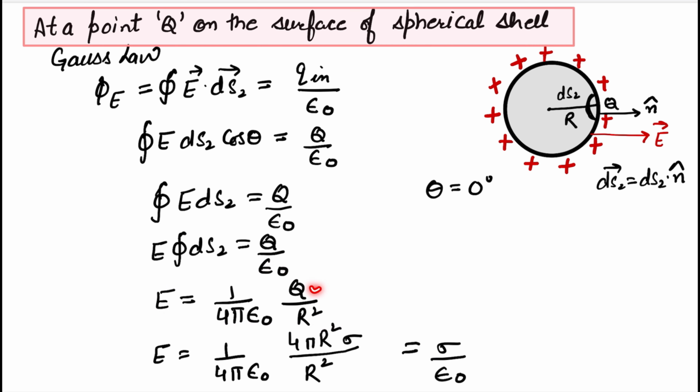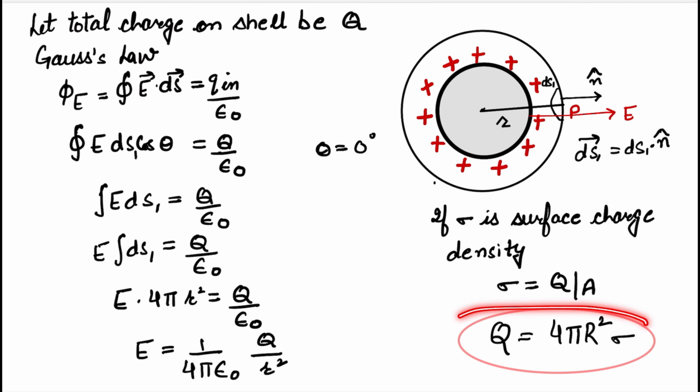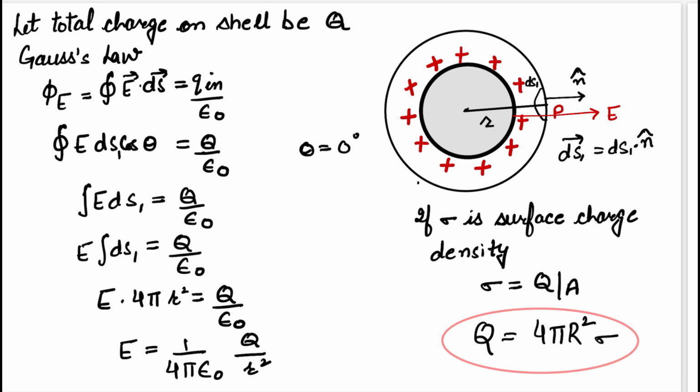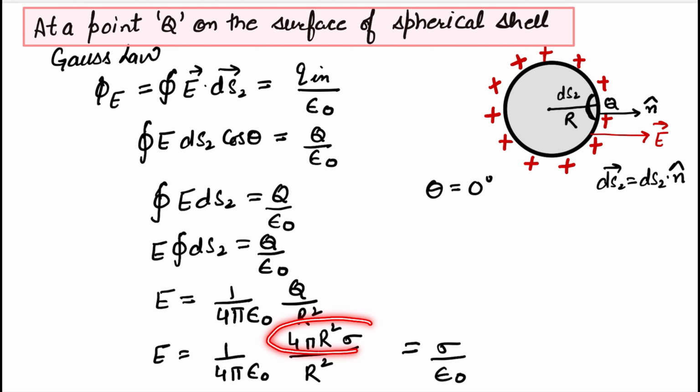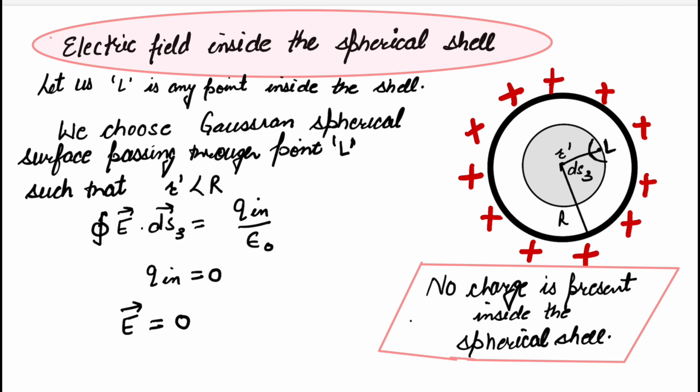Here we substitute the value of capital Q, which we just calculated over here, that it is equal to 4 pi r square into sigma. When you substitute this value, 4 pi and 4 pi will cancel out, r square and r square will cancel out. You will be left with sigma by epsilon naught only. This is the amount of electric field experienced by the charged particle when it is present on the surface of the spherical shell. Now let us calculate the electric field inside the shell.